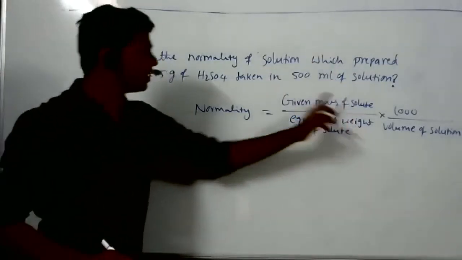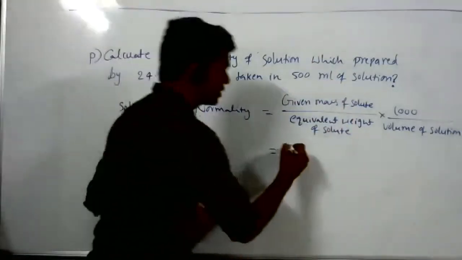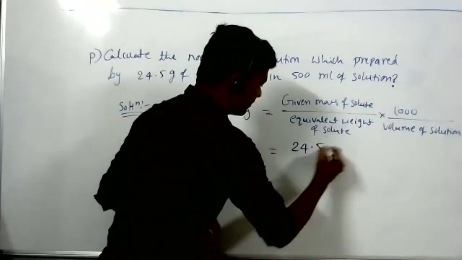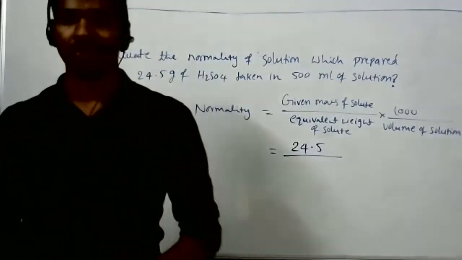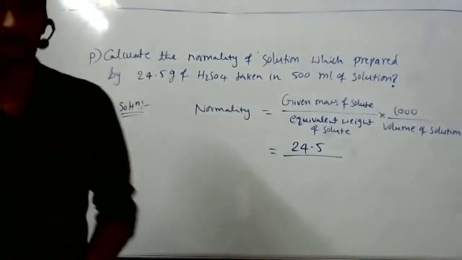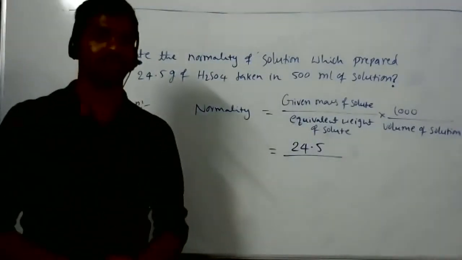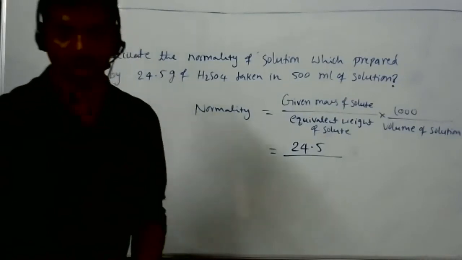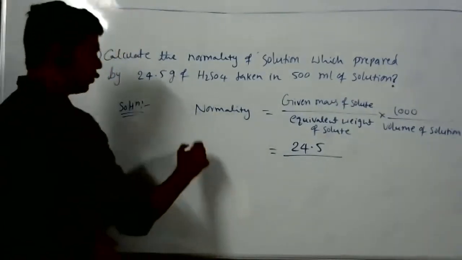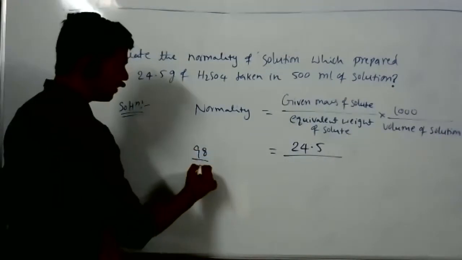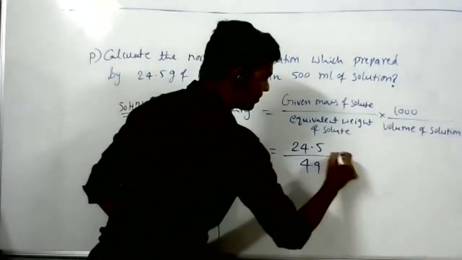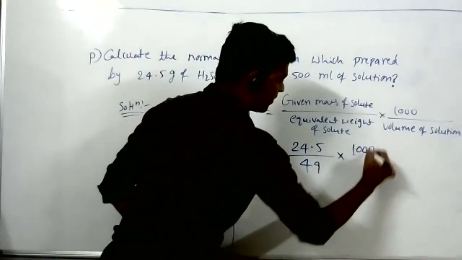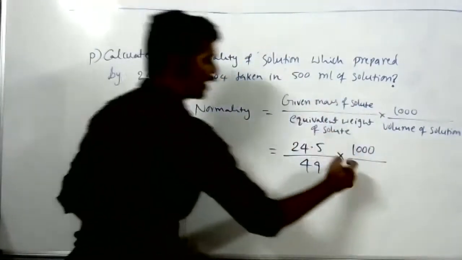Given mass of solute is 24.5 grams. What is the equivalent weight of H2SO4? Check in tabular form. The equivalent weight is 49. So how are we getting that 49? Molar mass of H2SO4 divided by its valency. So 49, into 1000 by volume of solution, which is 500 ml.